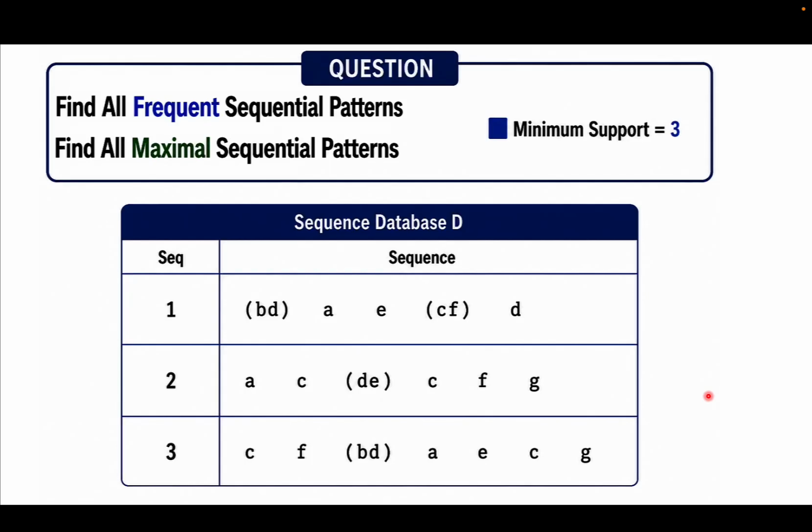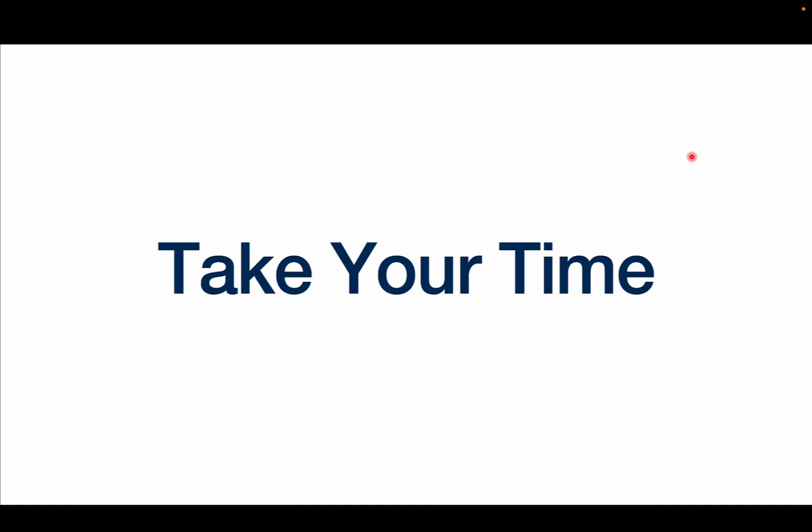In this lesson, I will walk through a frequent sequential patterns exercise. As you can see, the sequence database consists of 3 sequences, and the goal is to find all frequent sequential patterns and all maximal sequential patterns. Minimum support equals 3. Please take a moment and solve this problem on your own.